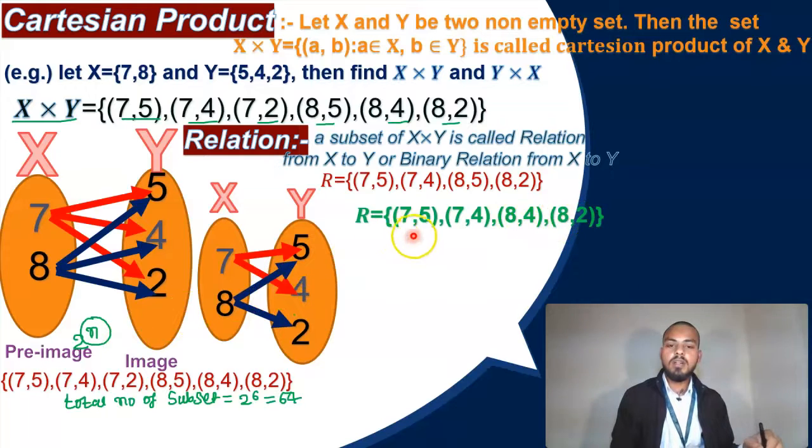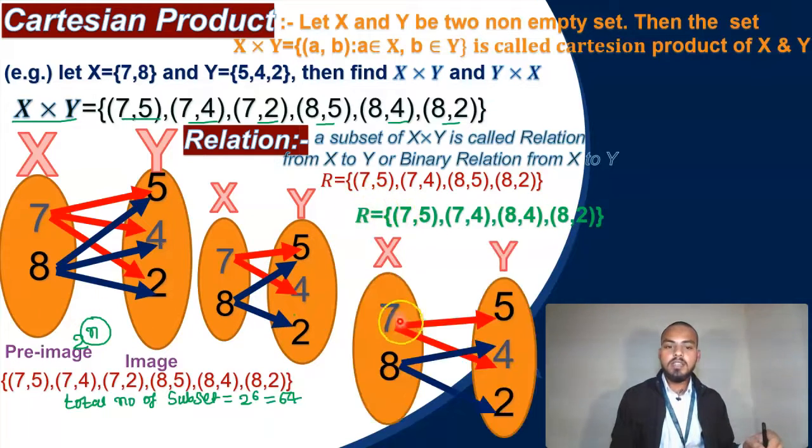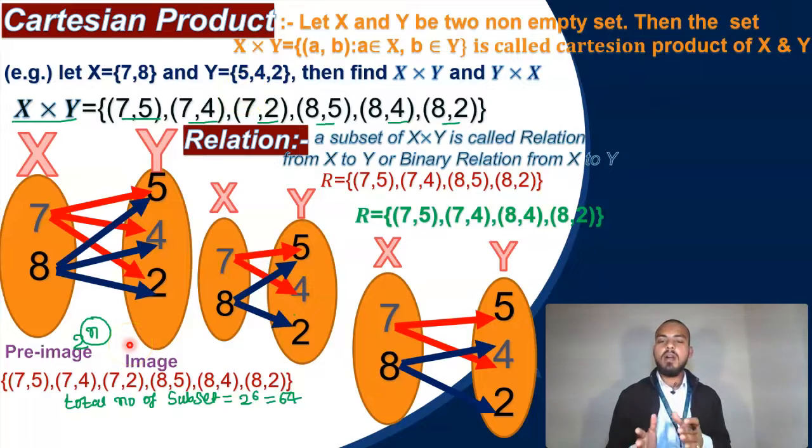And if you draw the Venn diagram for this non-empty set R, then 7 is related to two elements, 5 and 4, and here 8 is related to two elements, that is 2 and 4. So this is also another relation on this non-empty set X and Y. So this is all about the concept of Cartesian product and relation.